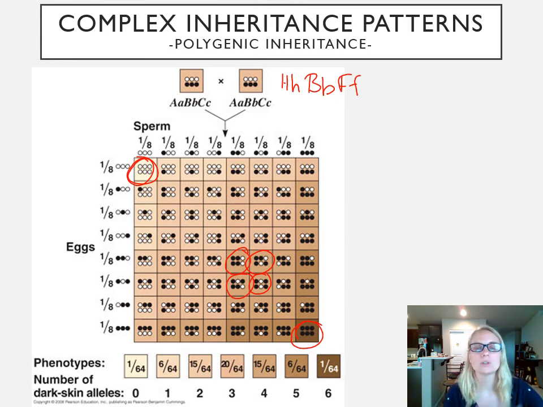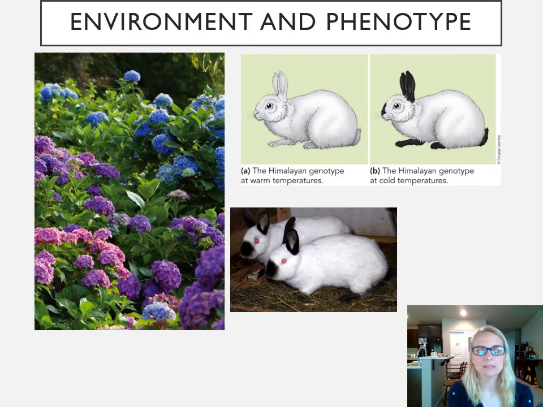So you can associate polygenic inheritance with phenotypes that have ranges of expression, not just one or the other, but a range of color or height or things like that. Okay. All right, and then the last complex inheritance pattern is the environment.